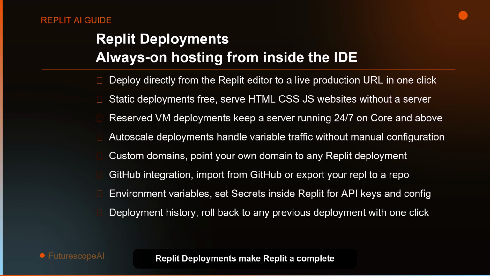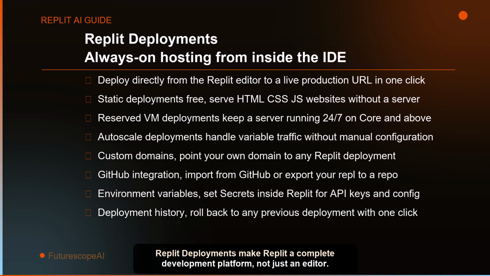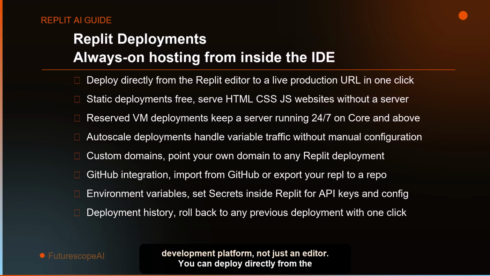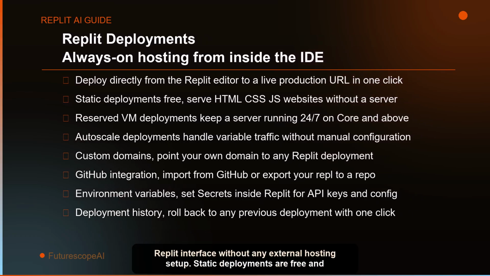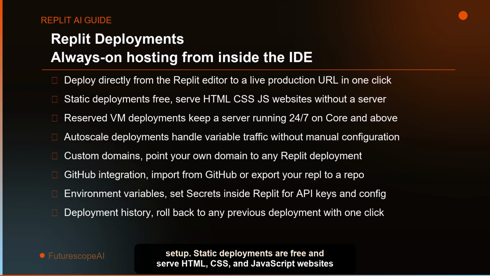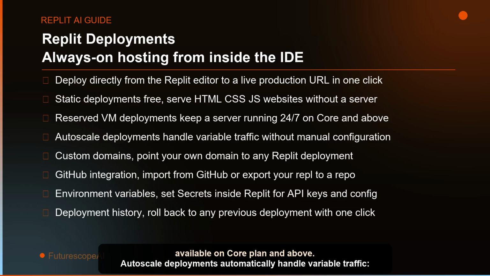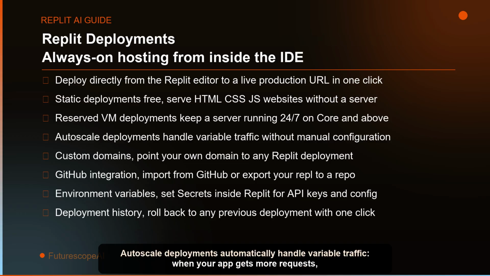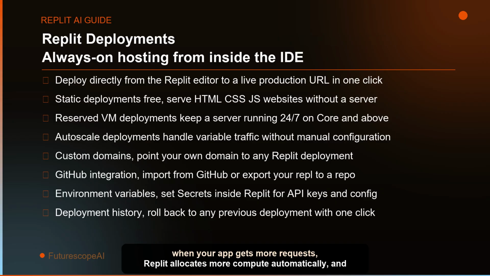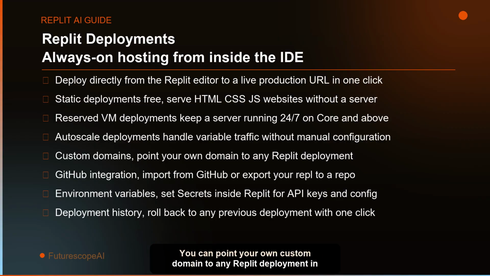Replit deployments make Replit a complete development platform, not just an editor. You can deploy directly from the Replit interface without any external hosting setup. Static deployments are free and serve HTML, CSS, and JavaScript websites without a backend server. Reserved VM deployments keep a server running around the clock for dynamic applications that need a persistent process. This is available on Core Plan and above. Autoscale deployments automatically handle variable traffic. When your app gets more requests, Replit allocates more compute automatically and scales back down when traffic drops.